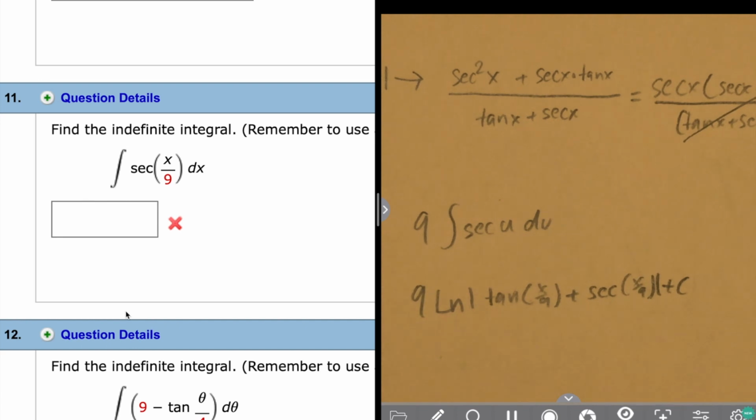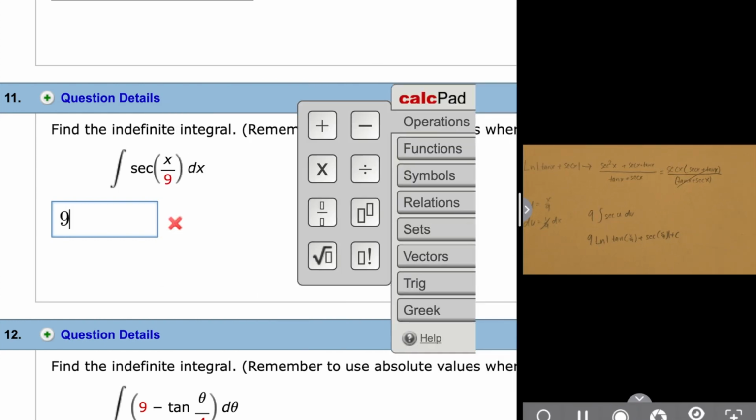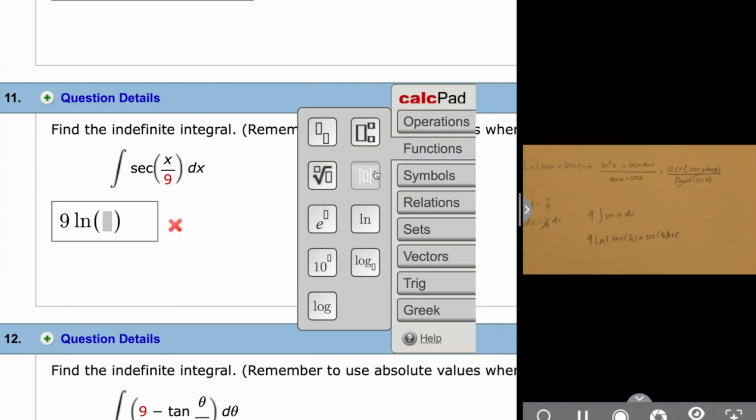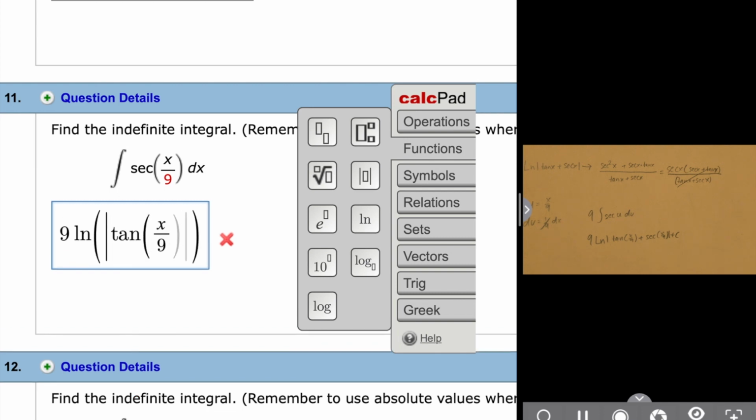All right, it is that point of the night where I am going to start getting lazy and not type these in. Oh gosh, you know what? No, I said it, and I just have to. Something in me is compelled. 9 ln tangent of x over 9 plus secant of x over 9, and don't forget the plus c on the outside.